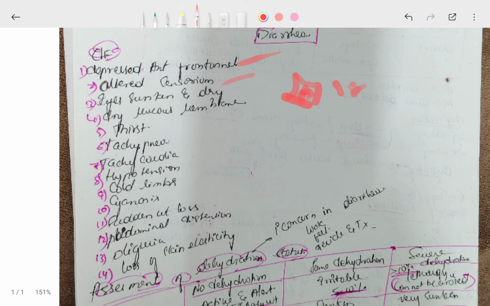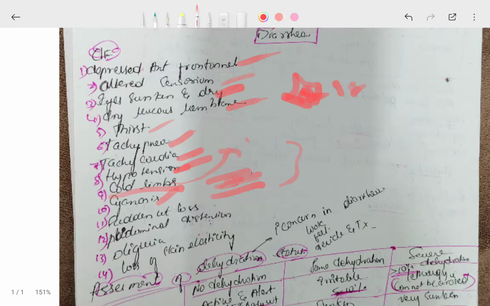Altered sensorium, because water content is lost and blood supply to the brain is reduced. And then eyes will be dry, no water fluid in the body, so eyes will be dry and sunken. Dry mucous membrane, you will feel thirst because you are deprived of water, and you will have tachypnea because less volume is there. You will do more work to supply blood to the body. Tachycardia and tachypnea will be there, and there is no volume in the blood, so blood pressure will be low, hypotension will be there. When there is blood flow, you will feel warm. When there is no sufficient blood flow to the terminal organs, everything is diverted to the vital organs like brain and heart. There won't be blood flow to the periphery, so you'll feel cold extremities.